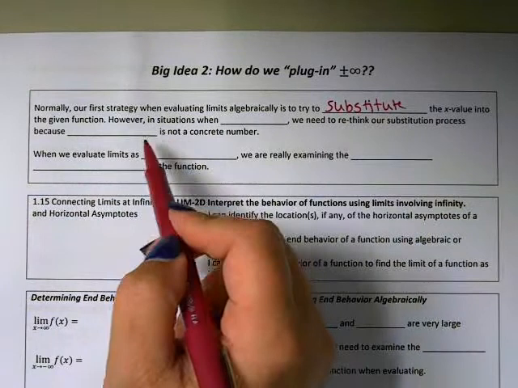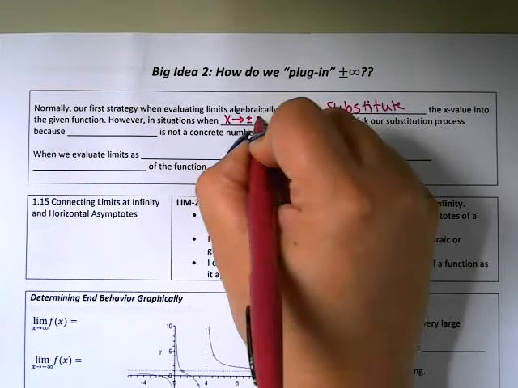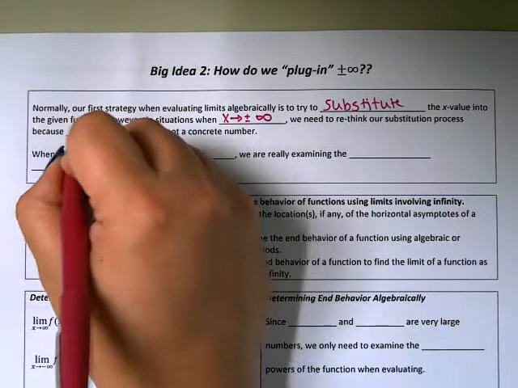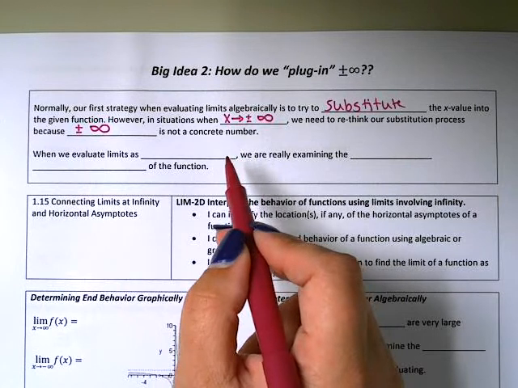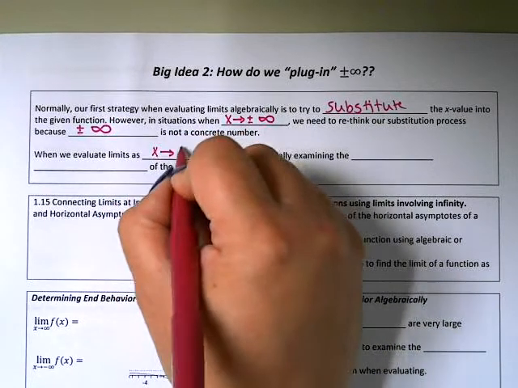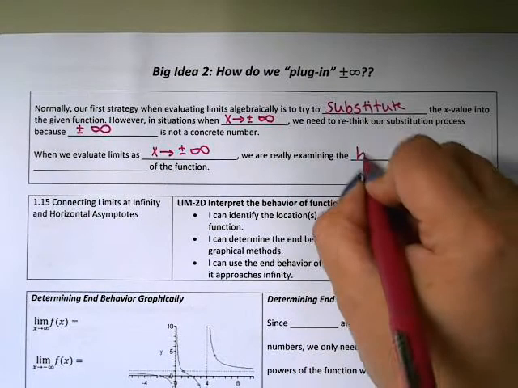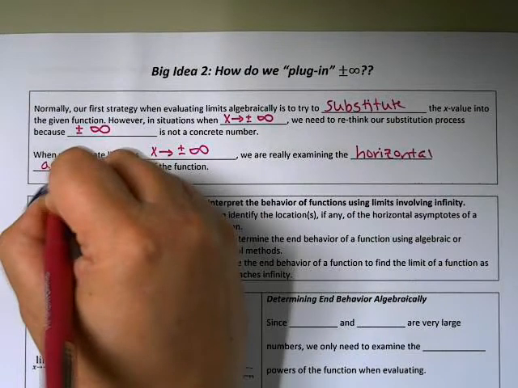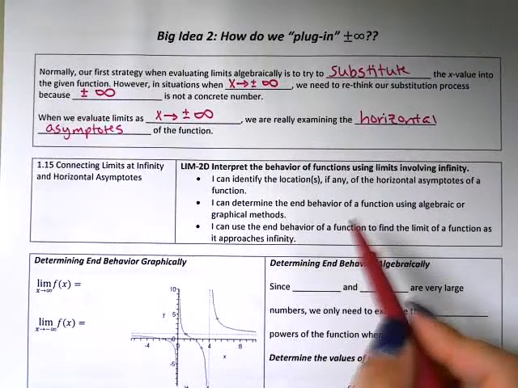The x values into the given function. However, in situations when x is approaching either positive or negative infinity, we need to rethink our substitution process because positive and negative infinity are not concrete numbers. They're not real numbers. They're ideas, right? So when we evaluate limits such as x approaching either positive or negative infinity, we are really examining the horizontal asymptotes of the function. So here's your learning target.